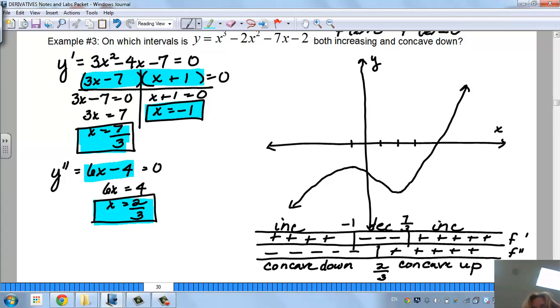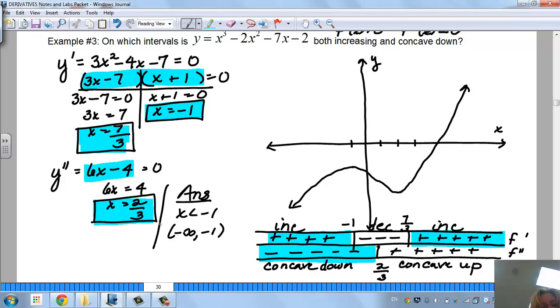So the question is, when is it increasing? So let me highlight it. It's increasing here and here, and it's got to be concave down, so that's here. So where is it both? Well, it's from when x is less than -1. My answer is going to be when x is less than -1, or I can say negative infinity all the way up to -1. And I note I never include the actual turning point because that's where the slope is 0, so you don't want to include that.